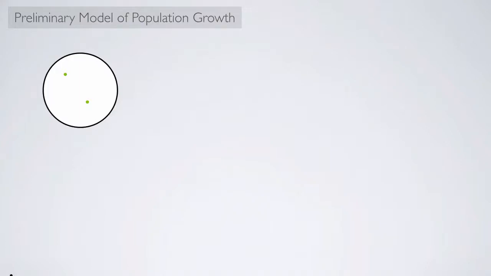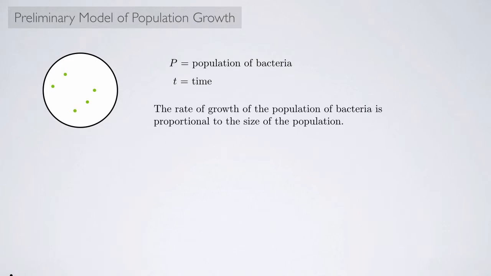Suppose we are growing bacteria in a petri dish, and we want to model the number of bacteria as a function of time. So I can represent the population or the number of bacteria with the letter P, and t can represent time. And let's suppose that the rate of growth of the population of bacteria is proportional to the size of the population. Well, the rate of growth of the population is represented by dP/dt, a derivative of the population with respect to time.